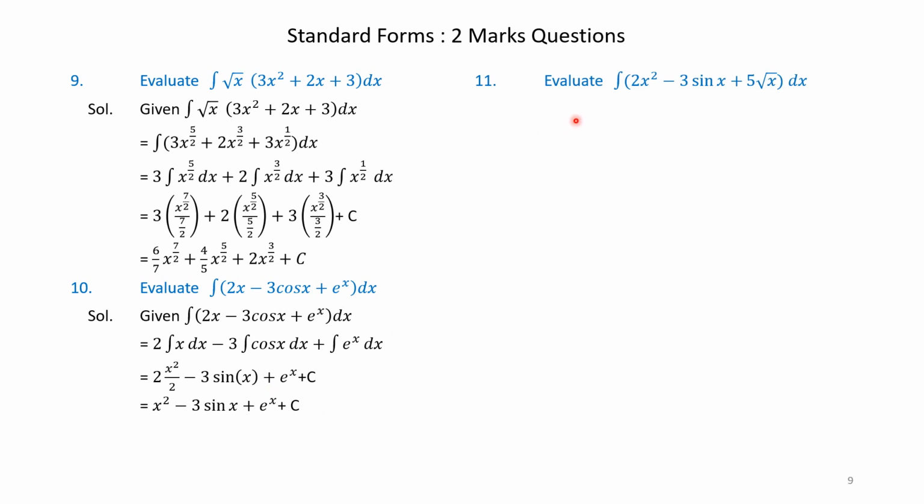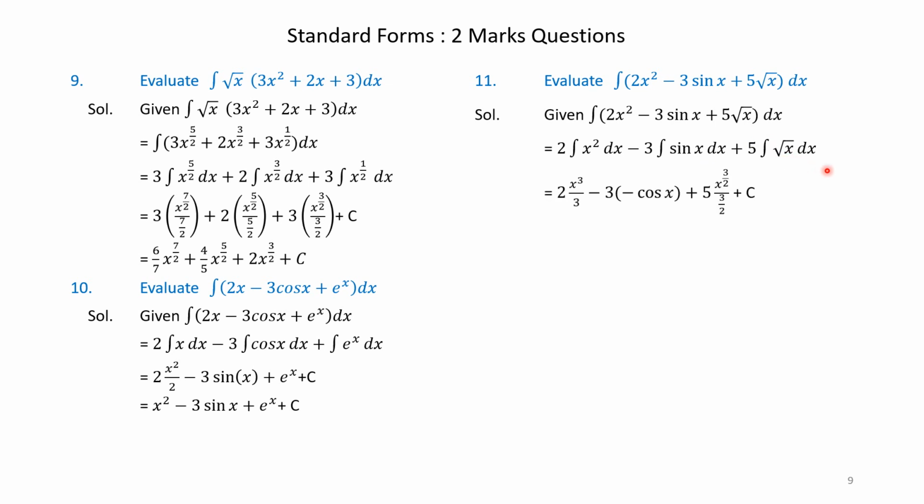Next question. Evaluate the integral of 2x squared minus 3 sin x plus 5 into root x dx. Therefore, given the integral of 2x squared minus 3 sin x plus 5 root x dx, the given equation is copied as it is. Therefore, it becomes 2 into integral, this we have taken outside, that is the constant rule, 2 is taken outside, integral x squared dx minus 3 into sin x dx plus 5 into integral root x dx.